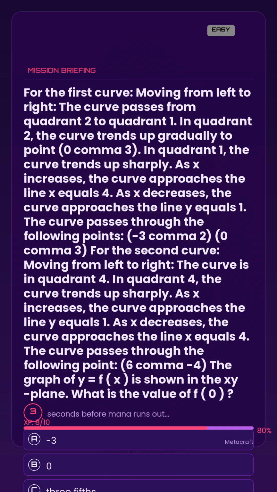For the second curve, moving from left to right, the curve is in quadrant 4. In quadrant 4, the curve trends up sharply. As x increases, the curve approaches the line y equals 1. As x decreases, the curve approaches the line x equals 4. The curve passes through the following point: (6, -4).